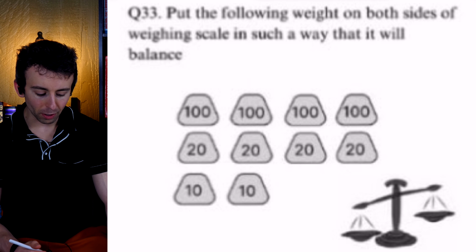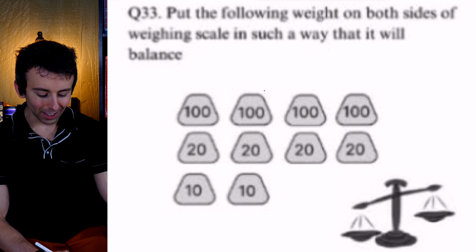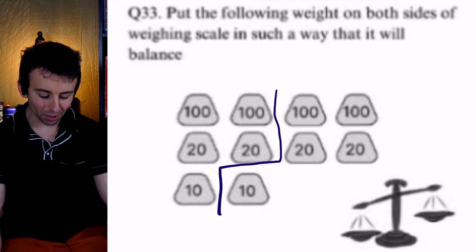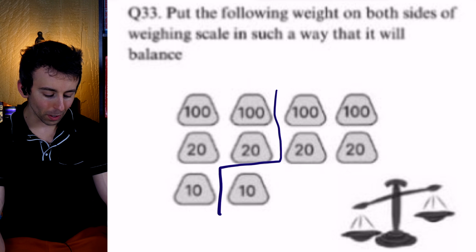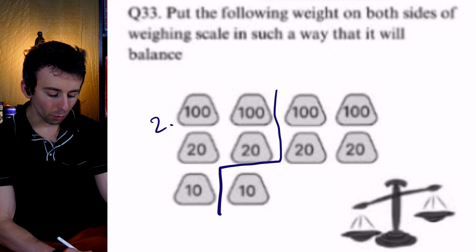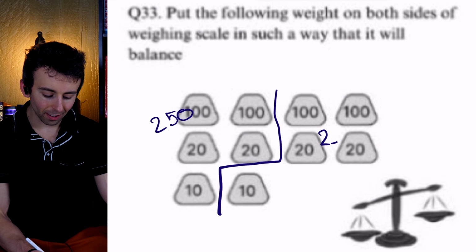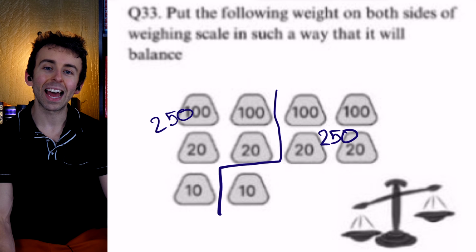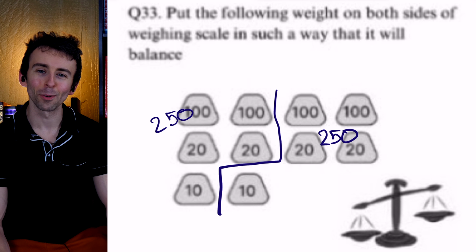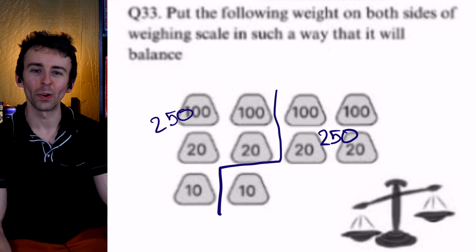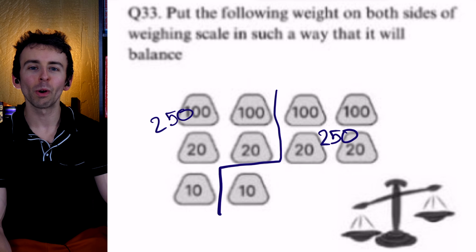But this one's just totally trivial. Let's see. There you go. Problem solved. The weight is balanced, the scale is balanced. It's 250 weight units on each side of the scale. So if you found some other way to add these weights together to get 250, you could do that too, but that's it. And I don't think there's any other way you're going to get 250 out of these weights. So there's your solution for question 33.